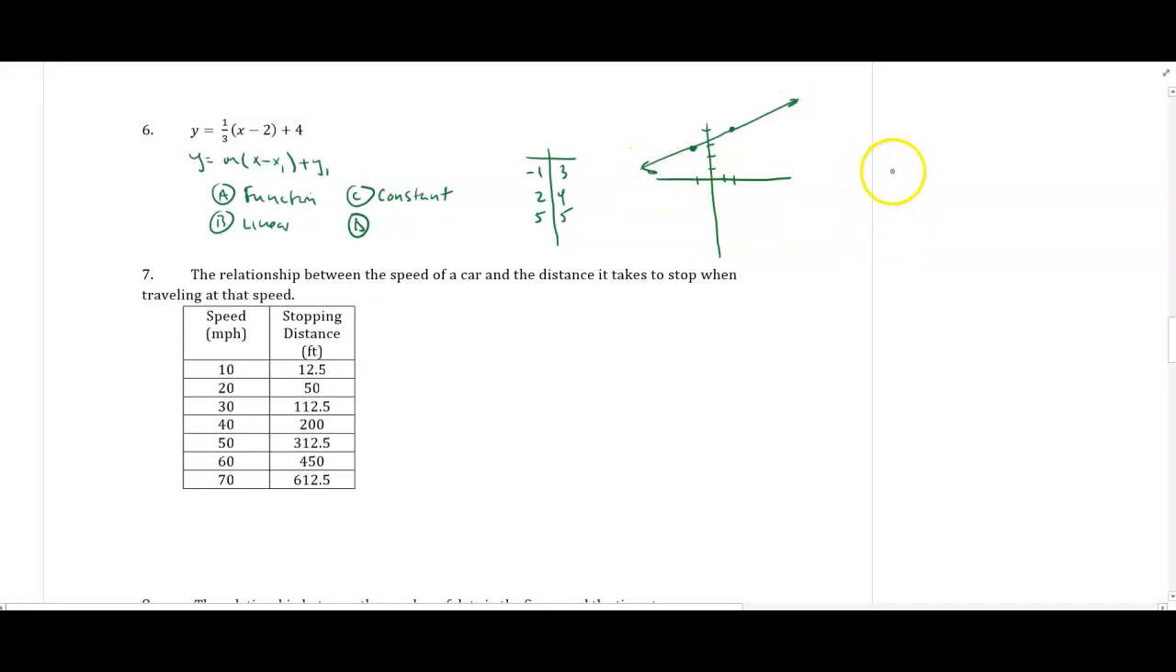If I wanted the recursive rule, I would use one of the ordered pairs. Then I know my common difference is going to be 1/3, right? My common difference is 1/3. So f of negative 1 equals 3. Then f of x equals f of x minus 1 plus 1/3. Okay.